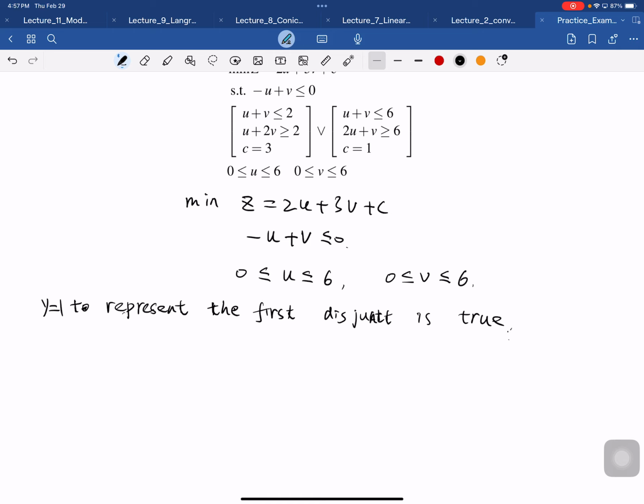Okay. So we have u plus v less than or equal to 2, which is true when y equals 1. So when y equals 1, this inequality is true. So we can add a big M times 1 minus y. Right? Okay. So now the question is, what will be the value of big M we should be putting here? You have a question?